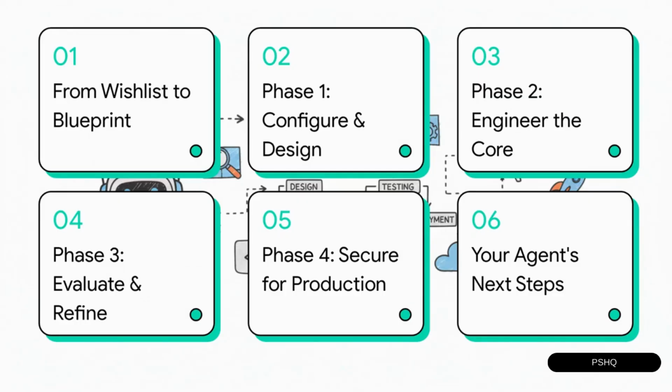All right, here's our game plan. First, we'll talk about how to turn that messy wish list into a solid blueprint. Then, we'll walk through 4 key project phases: design, engineering, evaluation, and security. And finally, we'll look ahead at your agent's next steps. This is the whole journey, from start to finish.